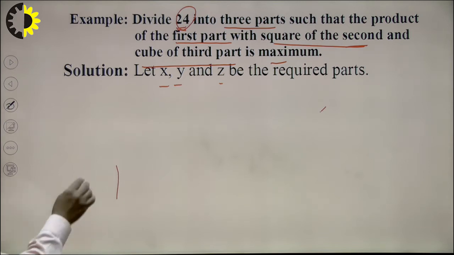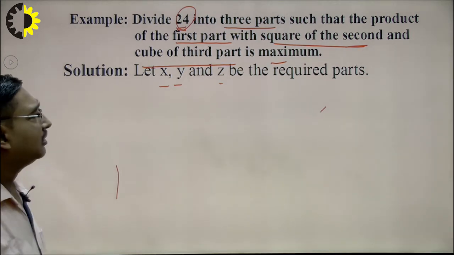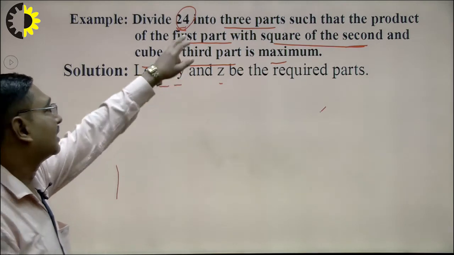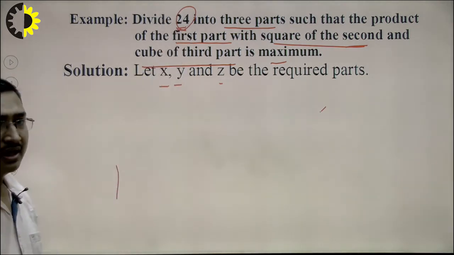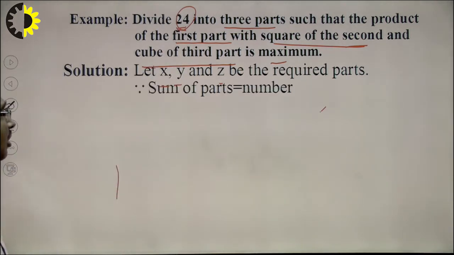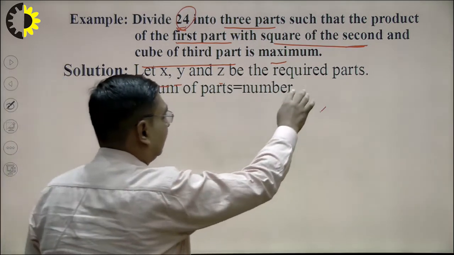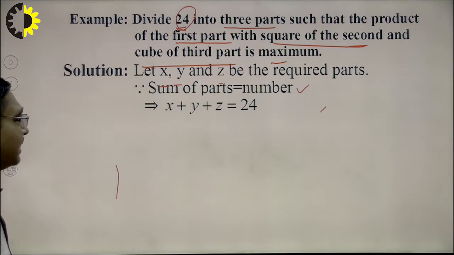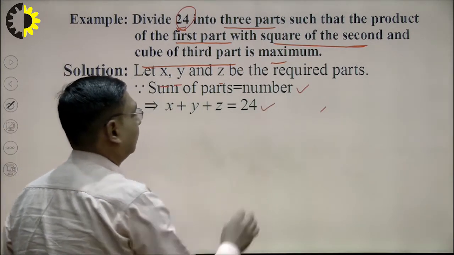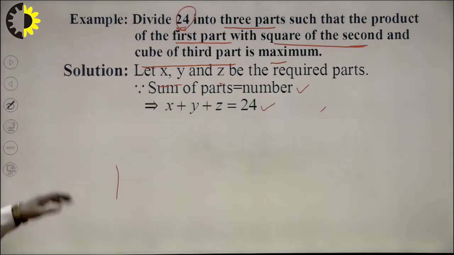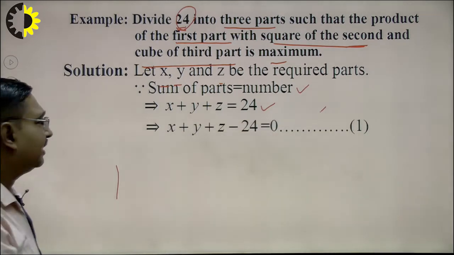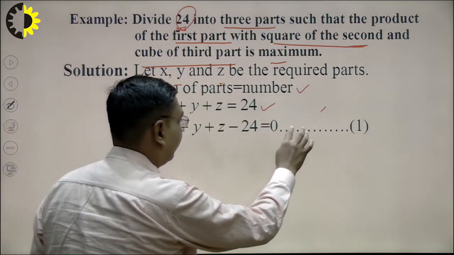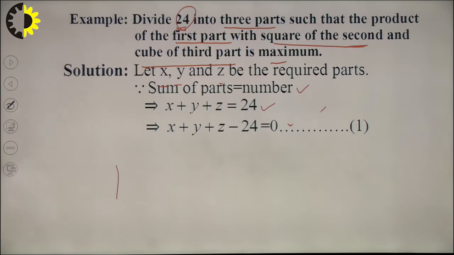Then what is mentioned? These x, y, z are the parts of 24. It means the sum of x, y and z must be equal to the number, and therefore x plus y plus z must be equal to 24. We can write it as x plus y plus z minus 24 equal to 0.